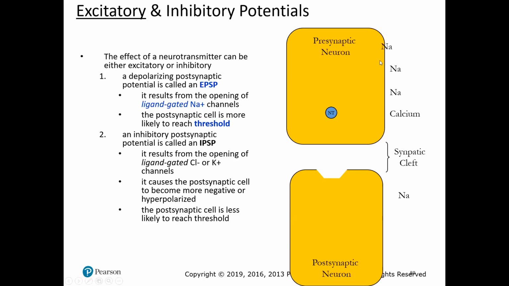So here comes the action potential down the presynaptic neuron. Calcium gates open, neurotransmitter gets released, lands on the postsynaptic side, sodium rushes in, and we get a localized depolarization, a graded potential that may get us to threshold, or at least get us closer to threshold. That's an excitatory potential that we've generated.